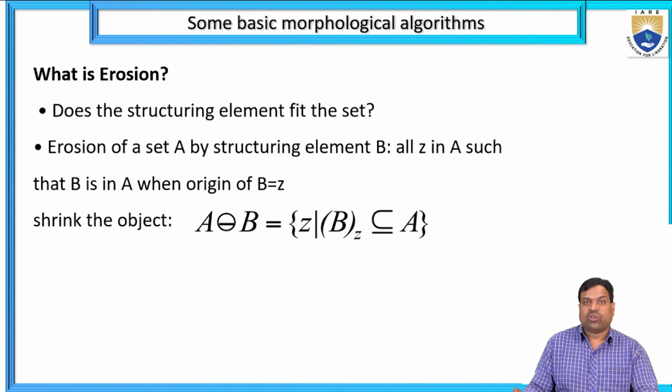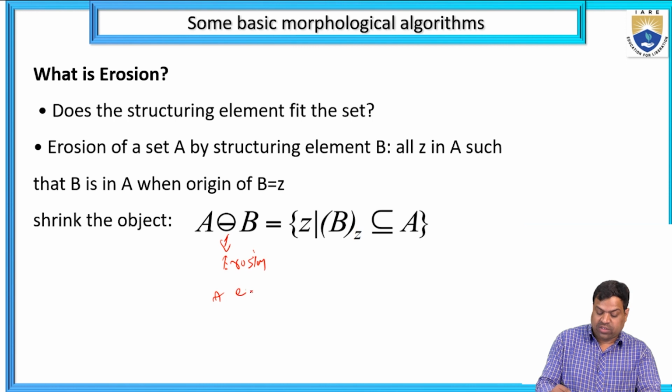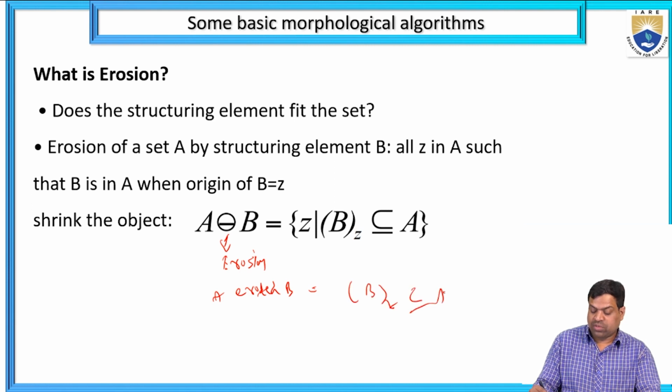Here, what is erosion? Erosion is the set of positions where the structuring element fits inside the original image. So here the structuring element is B, the image being eroded is A, and the output is A eroded by B. The symbol is called the erosion symbol. So A eroded by B.